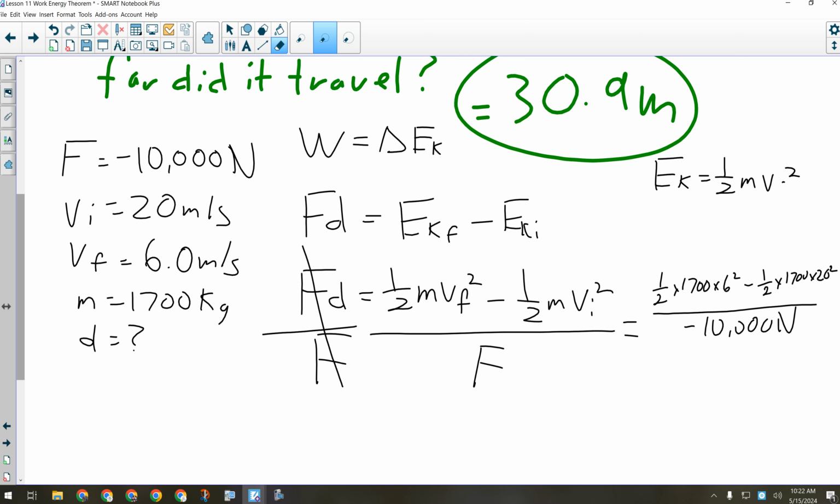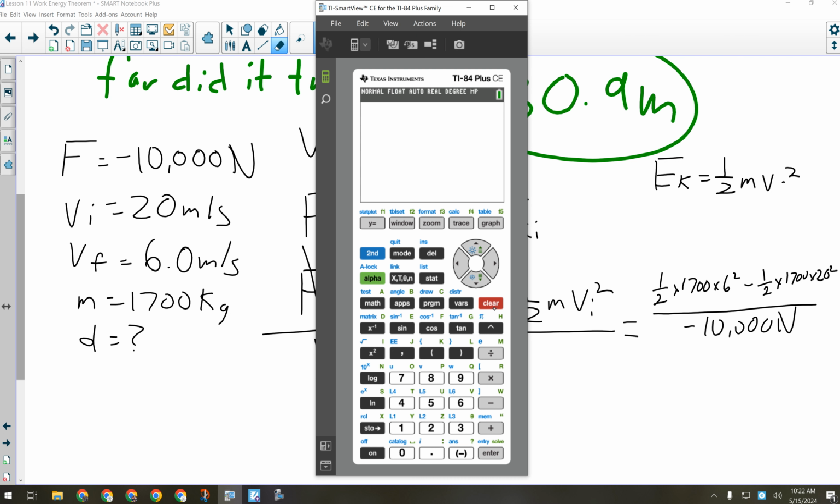So if I'm plugging all that in, I'm going to have 0.5 times 1700 times 6 squared, minus 0.5 times 1700 times 20 squared. Now I need to divide by negative 10,000.